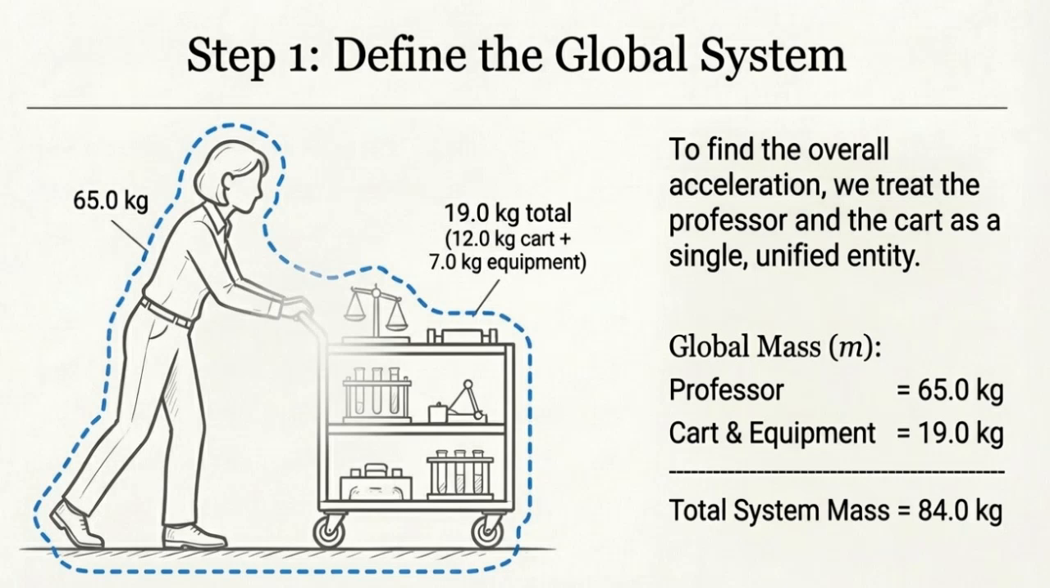Now, let's look at how to define the global system for determining overall acceleration. In this case, we combine the professor and the cart with its equipment into one single entity. The professor's mass is 65 kilograms, and when we add the cart weighing 12 kilograms plus the 7 kilograms of equipment, the total mass for the cart and equipment comes to 19 kilograms. Adding these together, the total system mass is 84 kilograms. By treating all these components as one unit, we can simplify the problem and focus on how this combined mass moves and accelerates.